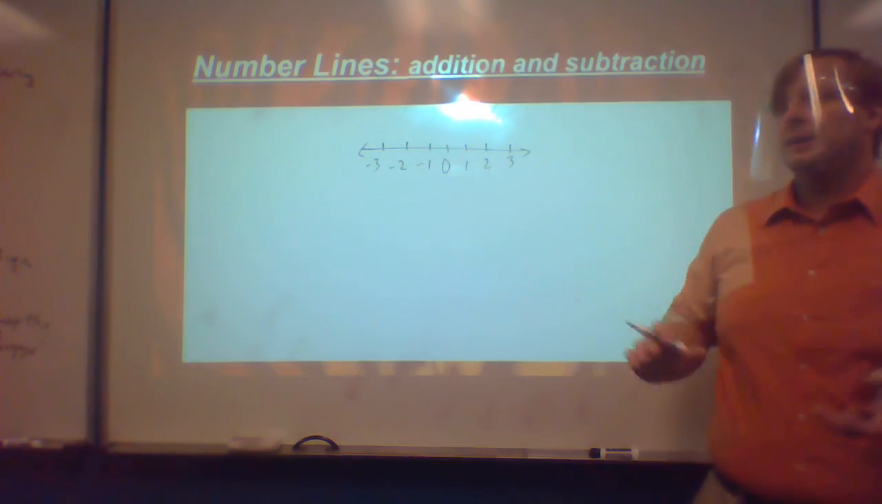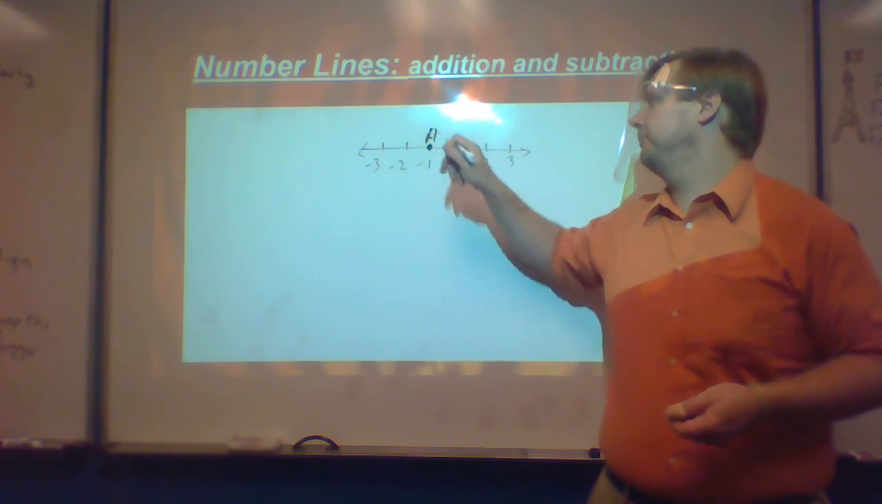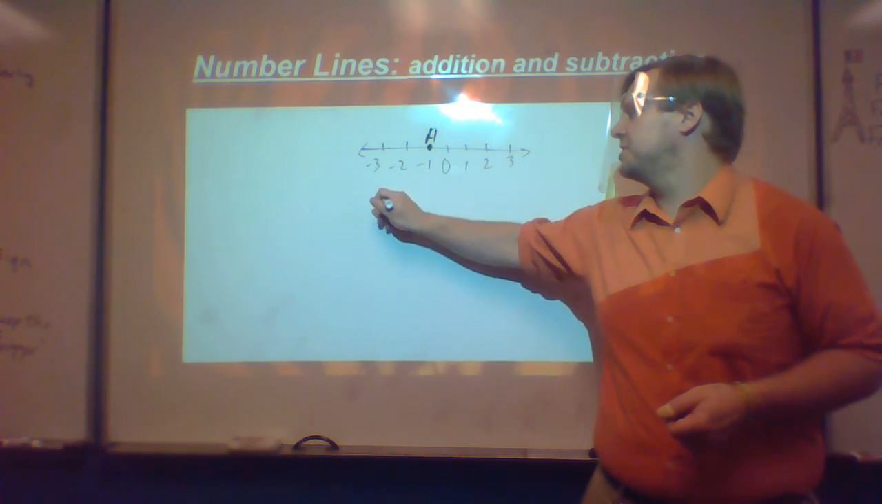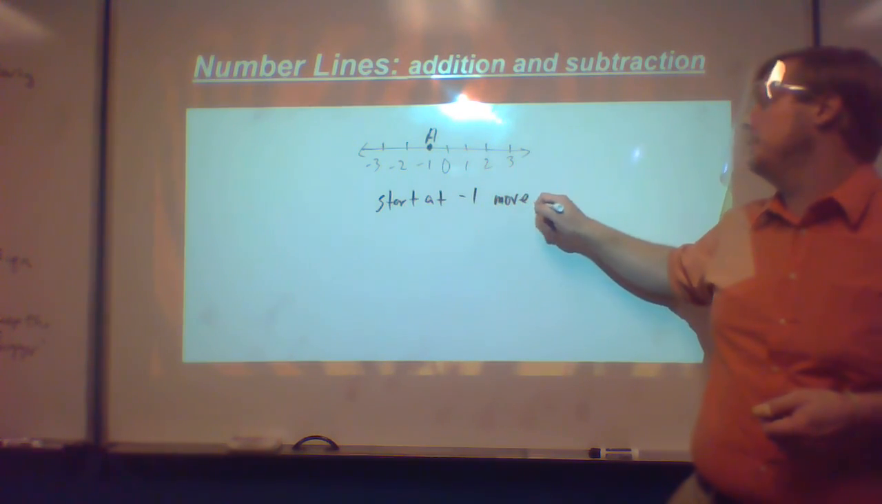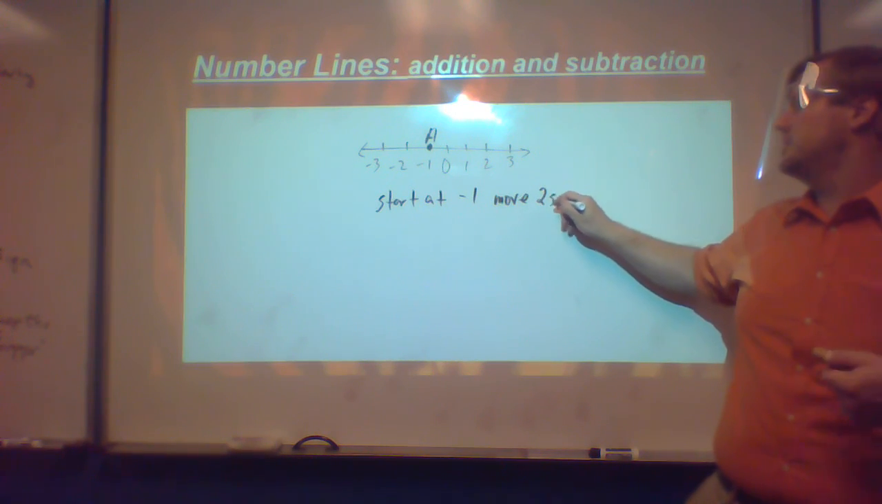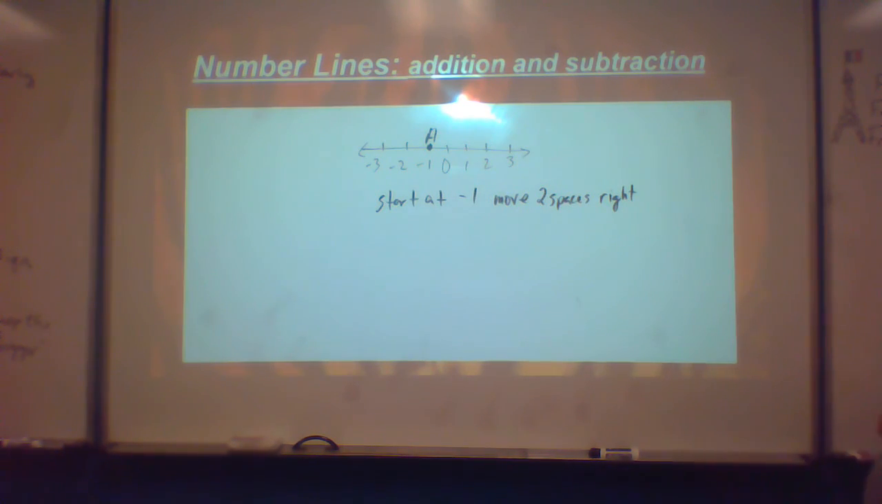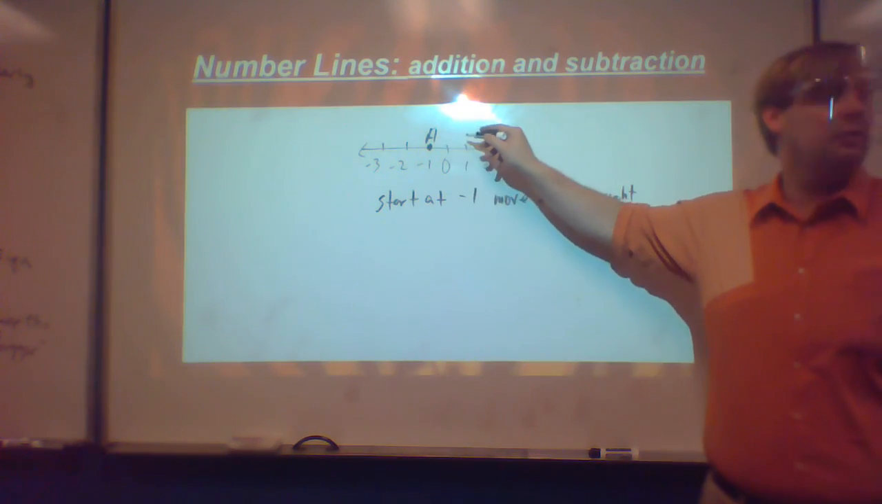It says this. Let us pretend for a second that you are at -1. We're going to call that A. If I start at -1, and I move 2 spaces right. This is how the question is going to look on your homework today. Where will I end up first off? Yes, sir. End up at 1. I would end up at +1, wouldn't I? Because that's 1, 2 to the right.